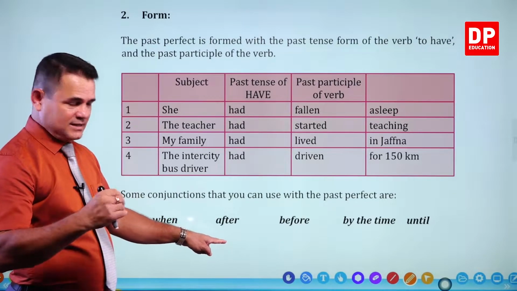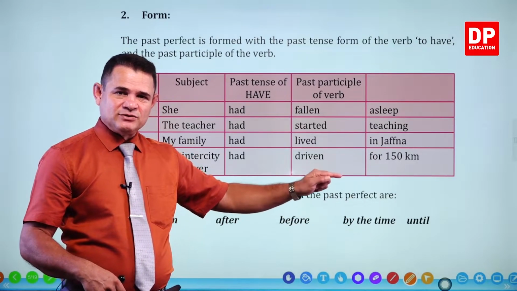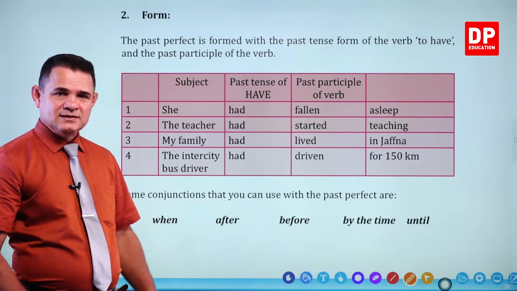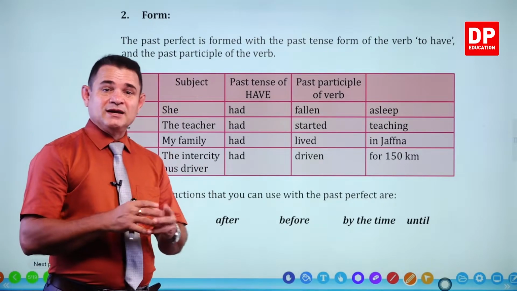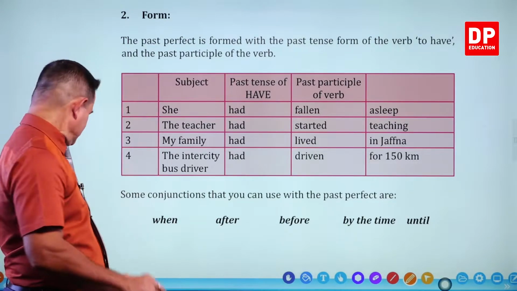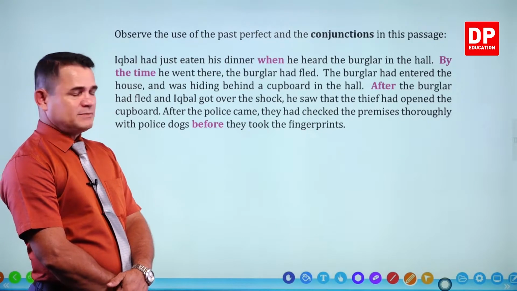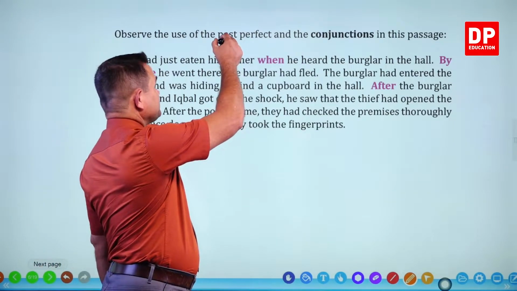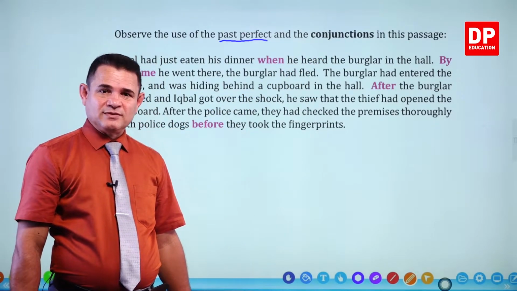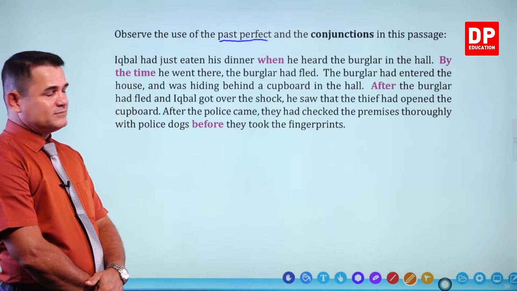After. Before. By the time I went home, by the time. Until. Right? Until I come, like that. Right. So, we use these things with past perfect tense. And now, observe the use of the past perfect and the conjunctions in this passage. So, we learnt the past perfect and the conjunctions which we discussed earlier. When, after, and so on, which words are there? Look at them and the past perfect carefully in this paragraph. Let's read it and see.